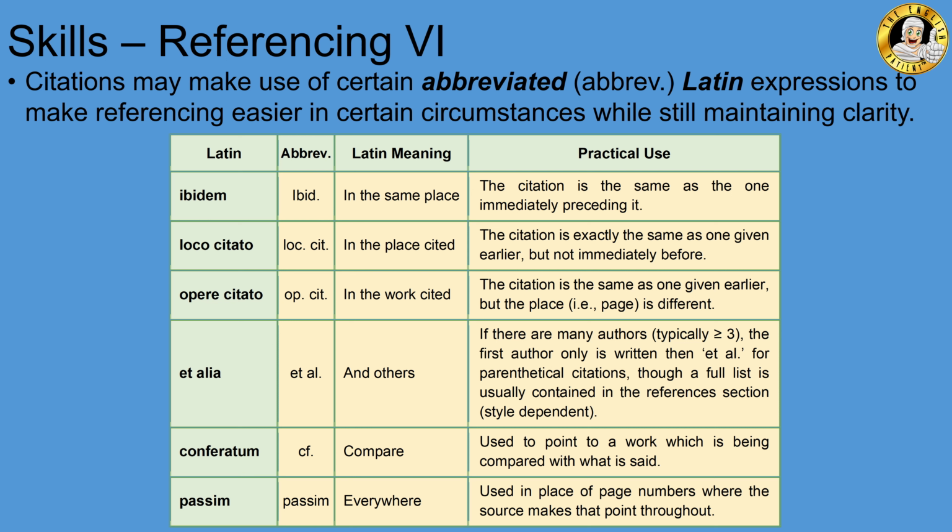Conferatum, cf, means compare, and we'll use this when we're making a point in a work which is being compared to what is being said. Passim is literally written as passim, and this means everywhere. It is used in place of page numbers where the source makes the points throughout. So instead of putting the actual page number, you're putting passim, meaning this is the main point that is being made throughout this entire work.